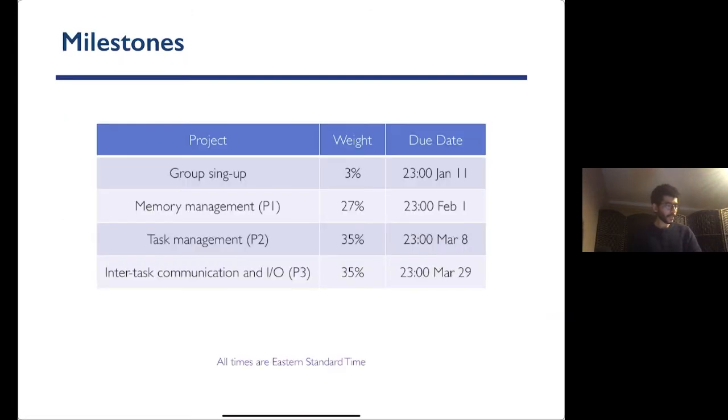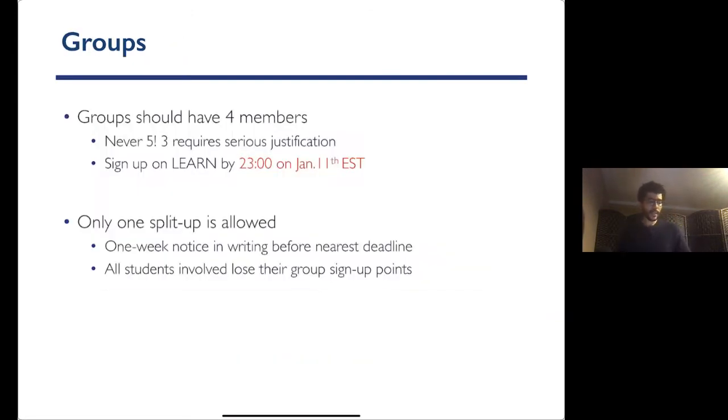This slide is kind of messed up, but here are the important deadlines for now. You have to form groups. Groups have to have 4 members. 5 is not allowed. 3 could happen, but just needs justification. We really want every group to have 4 members if possible. You can sign up for your groups on Learn. It's set up right now. It's a self-enrollment. Last time I checked, a lot of people have already done it. If you haven't, do it.